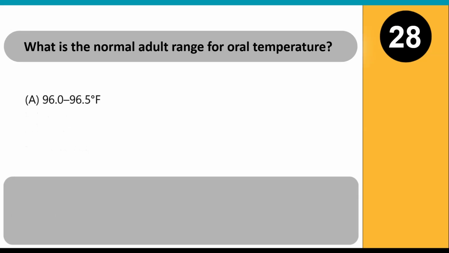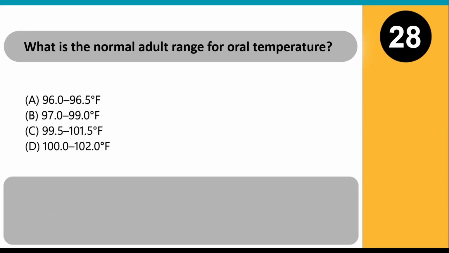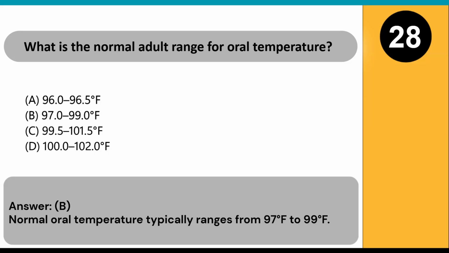What is the normal adult range for oral temperature? A. 96.0 to 96.5 degrees Fahrenheit. B. 97.0 to 99.0 degrees Fahrenheit. C. 99.5 to 101.5 degrees Fahrenheit. D. 100.0 to 102.0 degrees Fahrenheit. Answer B. Normal oral temperature typically ranges from 97 degrees Fahrenheit to 99 degrees Fahrenheit.